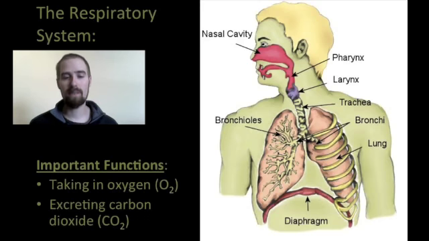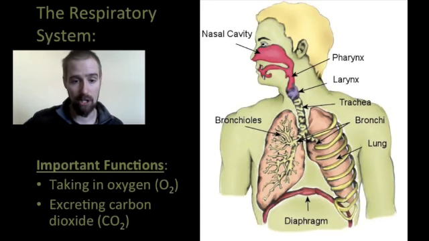The respiratory system has two main important functions. The respiratory system's job is 1, to take in oxygen, and 2, to excrete carbon dioxide. The respiratory system is how we exchange gases with our environment, some of which are waste products and others of which are important raw materials for really important bodily functions.